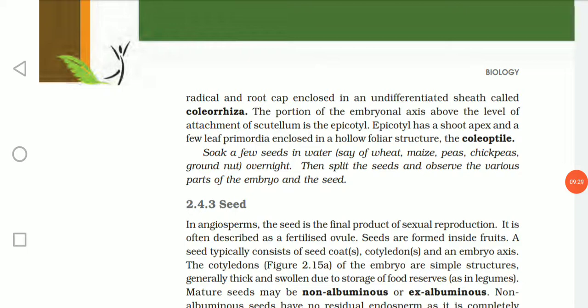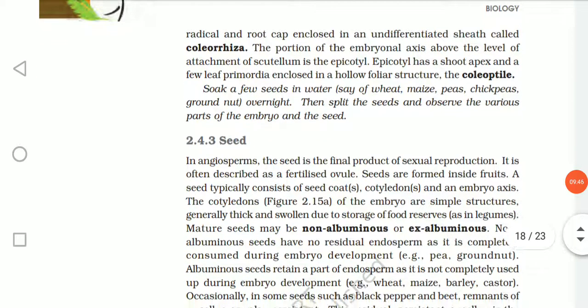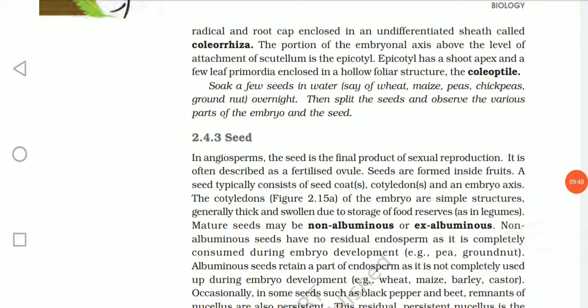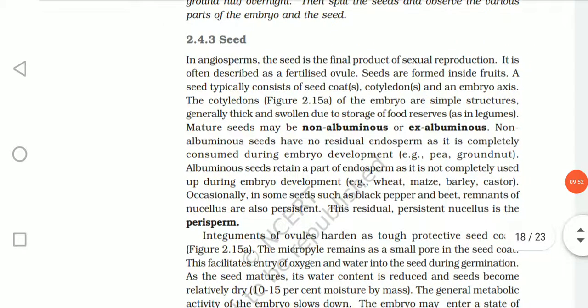Now the portion of the embryonal axis above the level of the attachment of the scutellum is the epicotyl. The epicotyl has the shoot apex and a few leaf primordia enclosed in the hollow foliar structure, which is known as the coleoptile. Now coming to the seed. What happens in the seed?